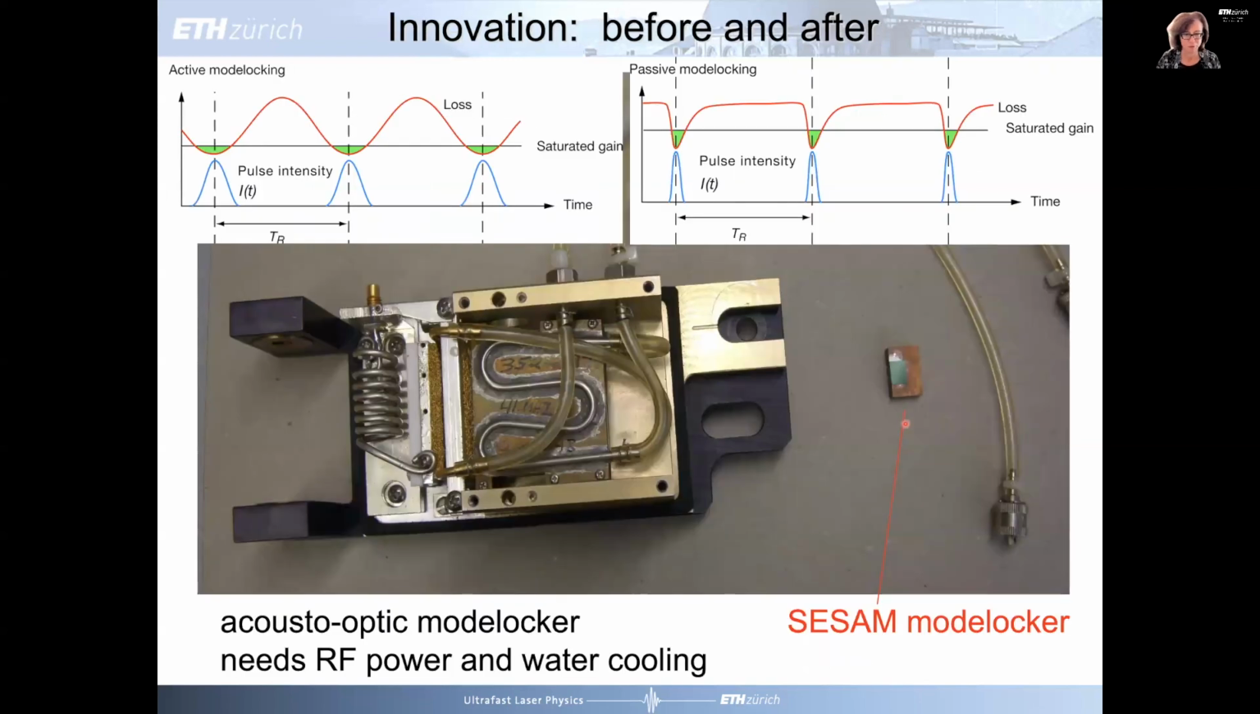When you do everything right, you end up with a passive nonlinear mirror that goes into the laser cavity, and you get short pulses. And that replaced these acousto-optic mode lockers that had been used for solid-state lasers, which need RF power and water cooling. The SESAM was so much simpler and gave better performance, and that was simply successful. So today, in all commercial lasers, the SESAM is doing the mode locking.